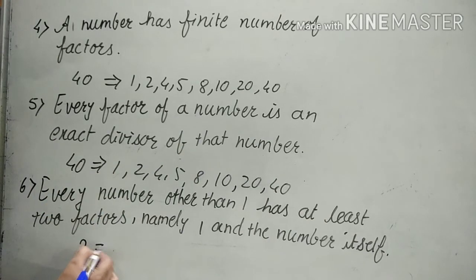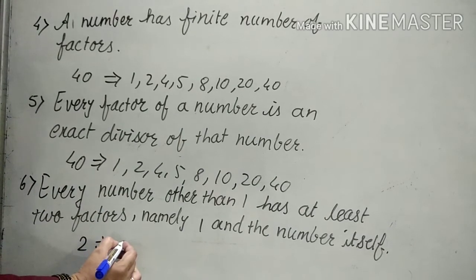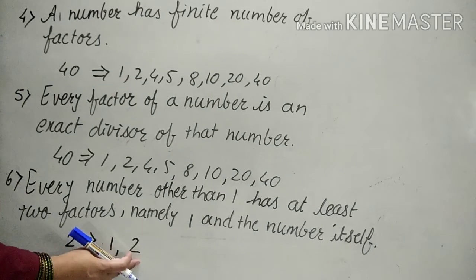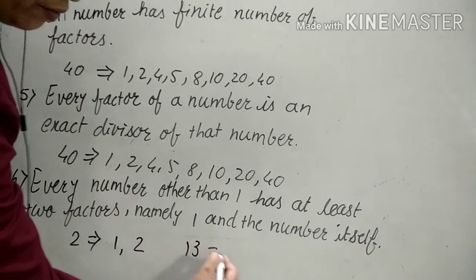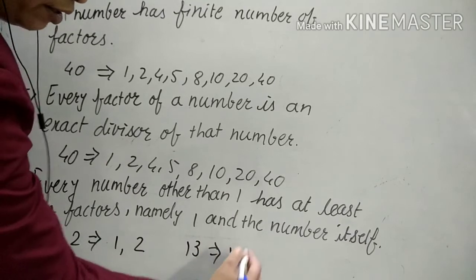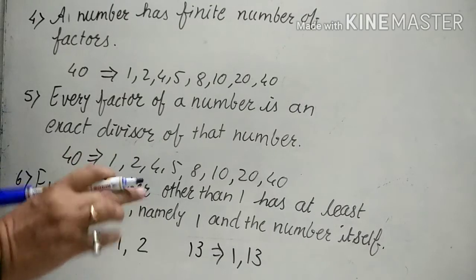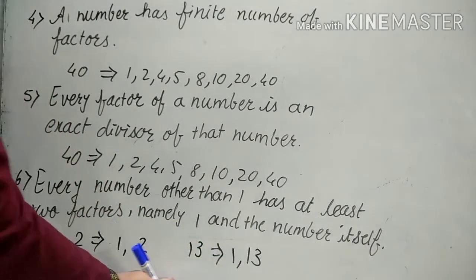If I take the factors of 2, what are the factors of 2? 1 and 2. So at least 2 factors are there. If I take 13, then what are the factors of 13? 1 and 13. At least 2 factors are there. So every number is having at least 2 factors, that is 1 and the number itself.